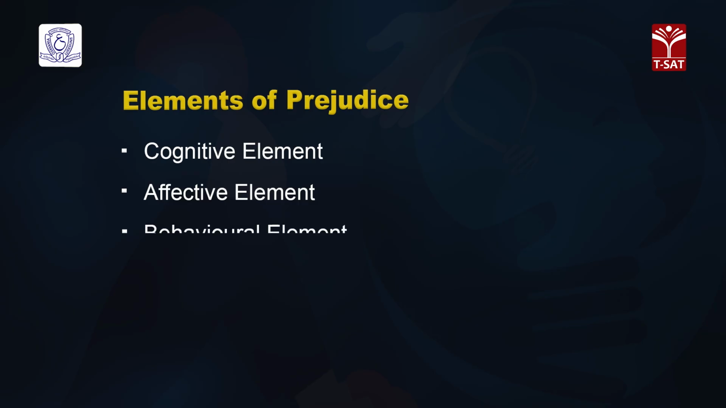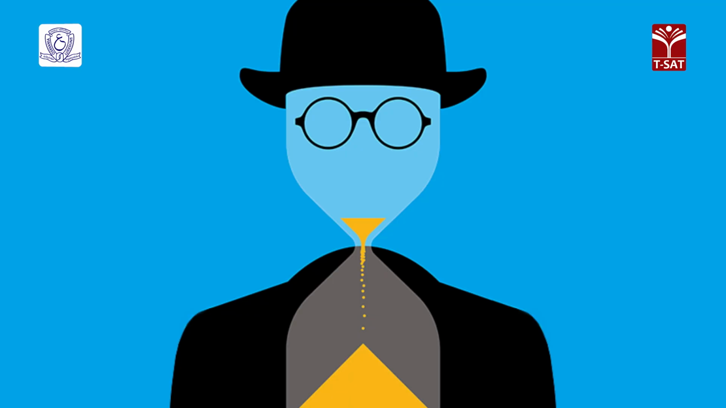The third component is the behavioral element. The term behavior involves action. For anything to be called a behavior, it needs to be specific, measurable, and observable. When it has all three, then I call it a behavior.